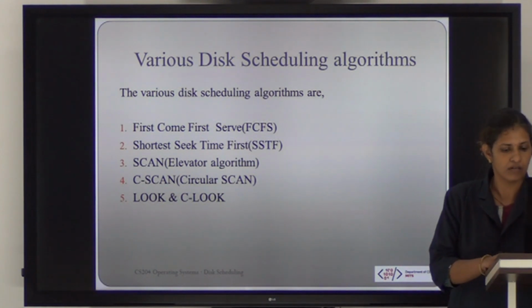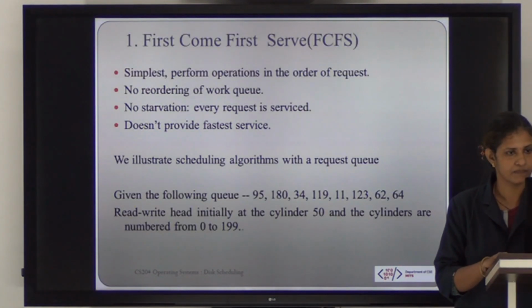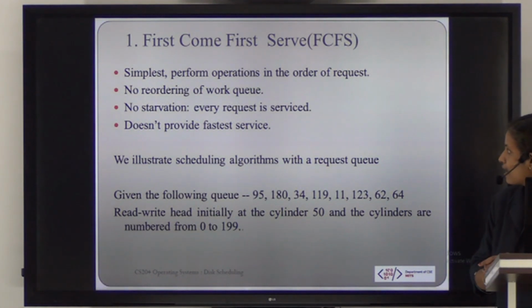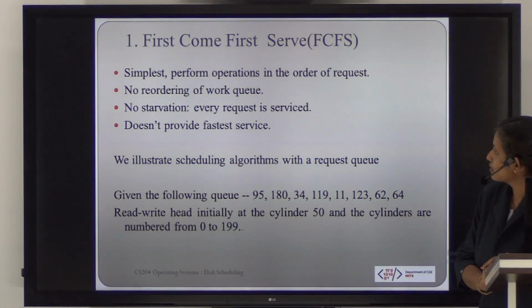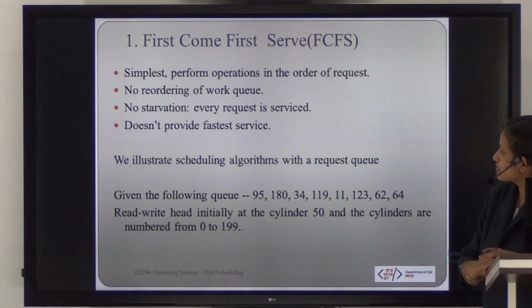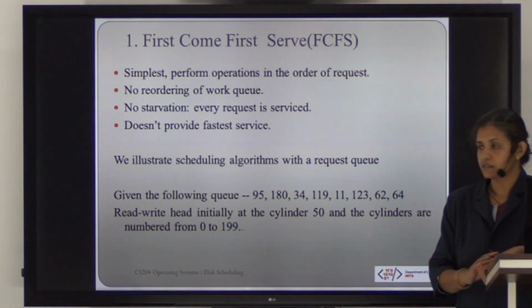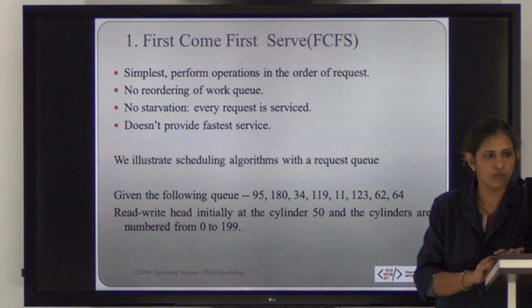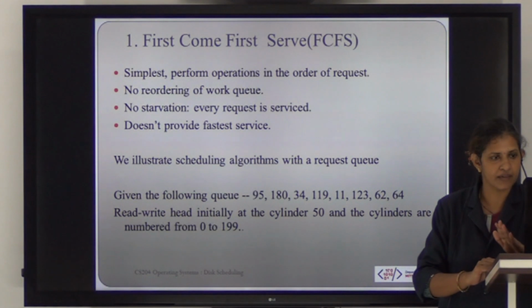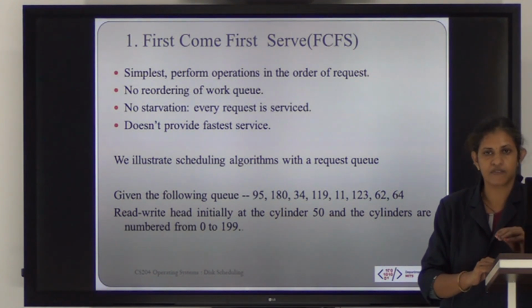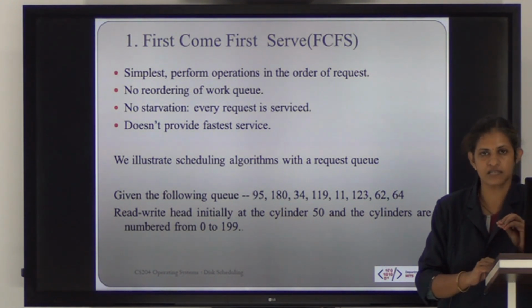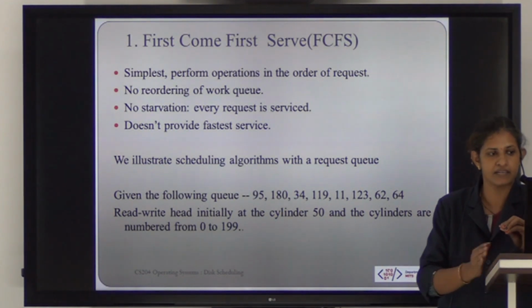Let us look at the details of these algorithms. First is first come first serve. As the name indicates, in this algorithm we service the requests in the order in which they come. In this case, there is no reordering of the work queue. The order in which the requests came is the order in which they will be serviced. No starvation. Every request is serviced. That is, no process is suffering from starvation. It will be serviced in the order it comes.